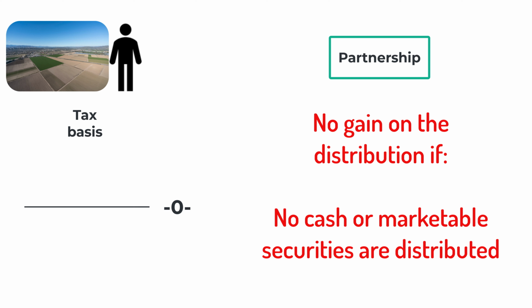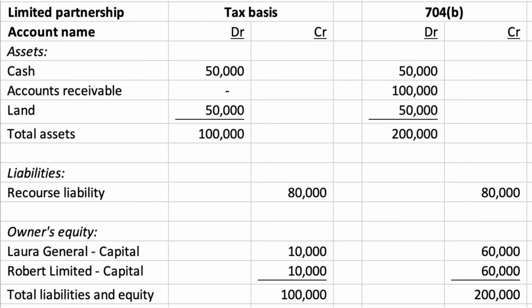Let's go back to where both partners take a $40,000 cash distribution, and the balance sheet should look like this. There was no gain to either partner on the cash distribution. Now let's include a distribution of 50% of the land to each partner and see what happens.